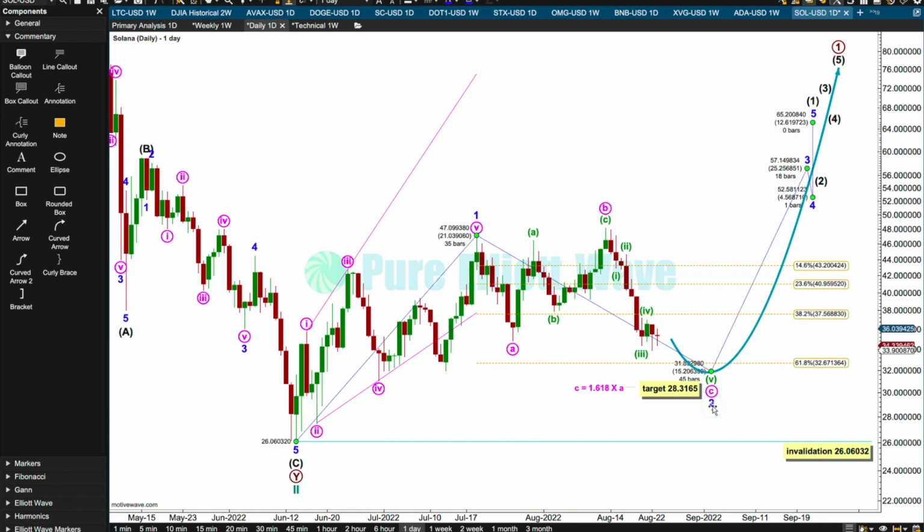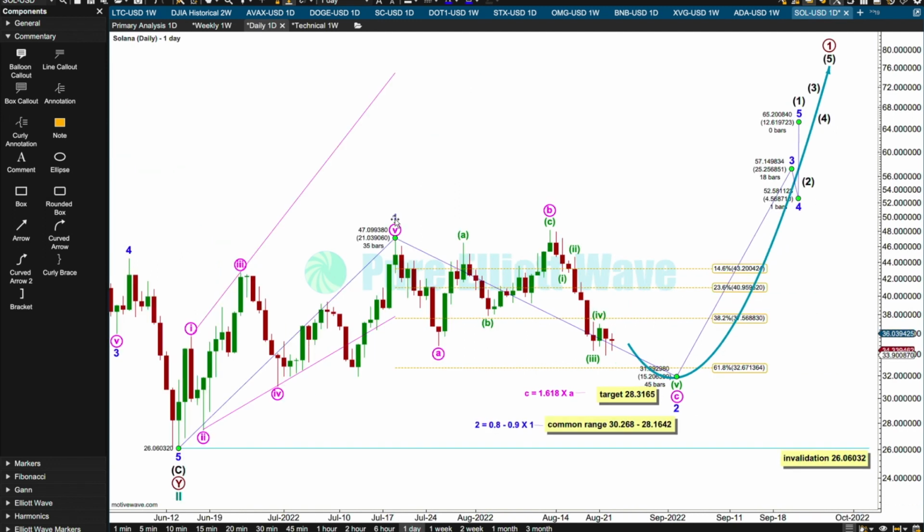I'm also just going to quickly calculate what it would be 80 to 90% the length of minor wave 1. The length of minor wave 1 is 21.03906. 80% the length of minor wave 1 would bring price down to 30.268, 90% 28.1642. So this target for minute C to end at 28.3165 is nicely within this very common range for a second wave correction early on in a new bullish trend for a cryptocurrency. So that looks like quite a reasonable expectation.